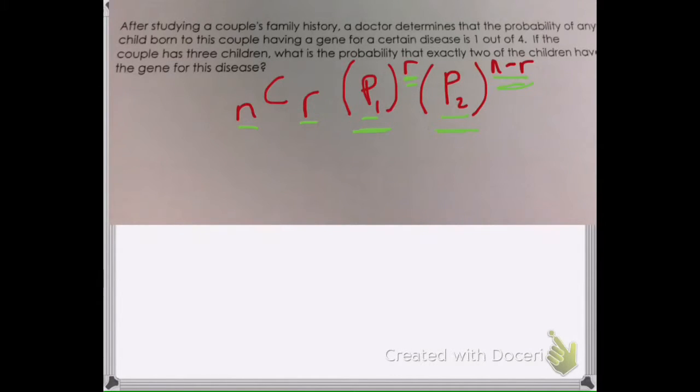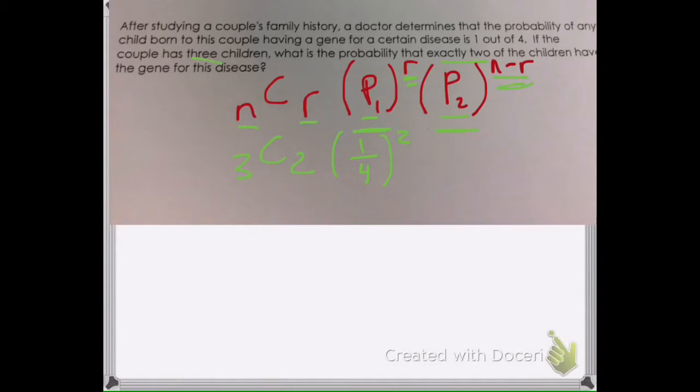So let's get started here. First of all, they're having 3 children, and exactly 2 of them will have the disease. So there's 3 kids there, so it's going to be 3C2. And then the probability that they have the disease is 1 out of 4, so it's going to be 1/4.